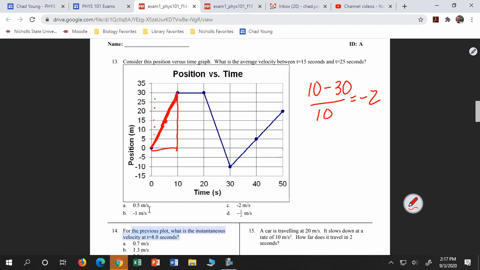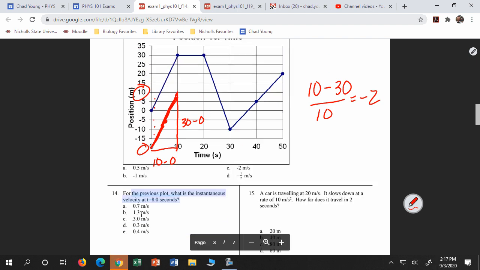All right, so the instantaneous velocity is rise over run. That's 30 minus 0 over 10 minus 0. And so it's 30 divided by 10, or 3 meters per second. C is the right answer for 14.